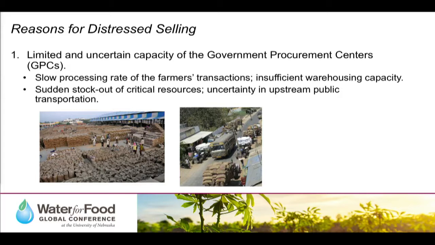So the first main reason is the limited and uncertain procurement capacity of the government. So typically in these countries, to facilitate procurement, government has opened various procurement centers, and farmers are expected to go to those centers to sell their produce. The transactions happening at these centers are so slow because they often involve a labor intensive job such as sorting, weighing, and grading all the grains and produce. So that's why the amount of produce that a government can purchase from farmers on any given day is limited. It's limited by its capacity.